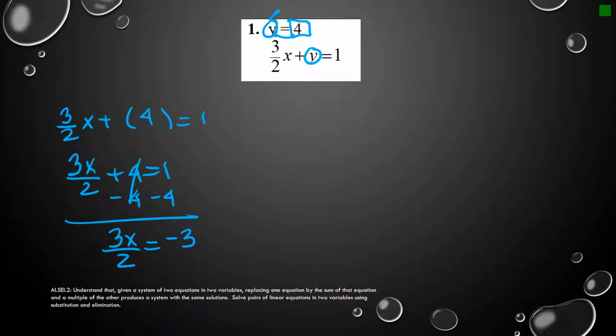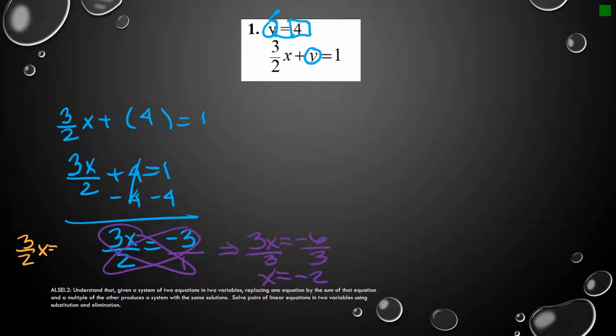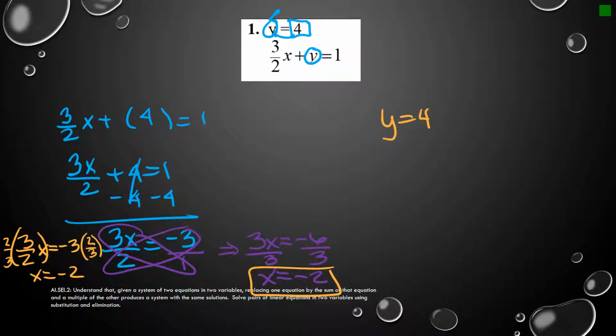At this point, you either put this over 1 and do a proportion. So you would have 3x equals -6. Divide by 3, x would equal -2. Or your other option is when you have 3/2 x equals -3, you can multiply both sides by 2 over 3, and again, you get x equals -2. Either way, x is -2. Then you go back into y equals 4, and you substitute -2 in for x. There is no x, so your point is -2, 4.